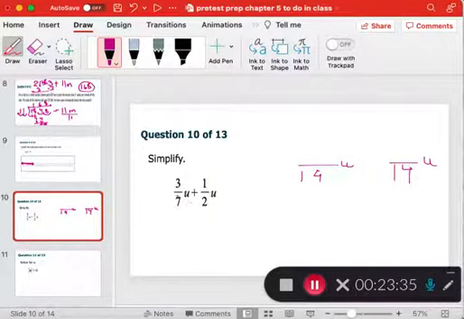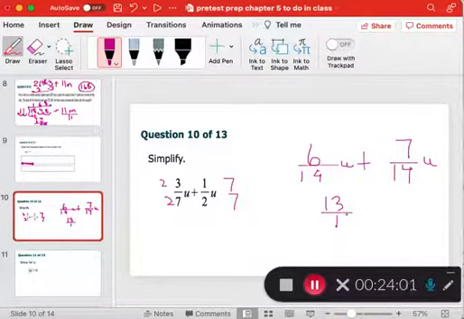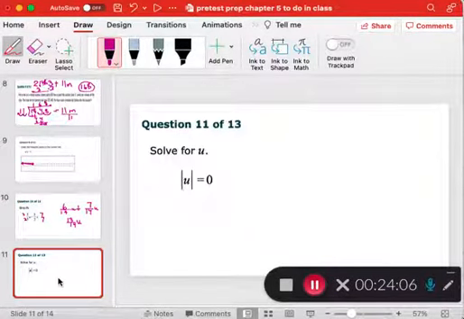So now what are we going to do? Multiply this one by what? 2 over 2. And we're going to get 6 over 14. We're going to multiply this one by what? 7 over 7. And we're going to get 7 over 14. And we're going to add those together. What's our answer? 13 over 14. You can keep it because the denominator is bigger than the numerator. Excellent.